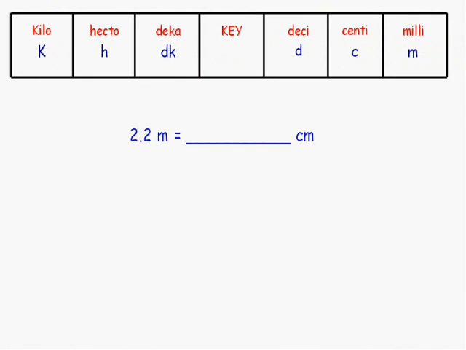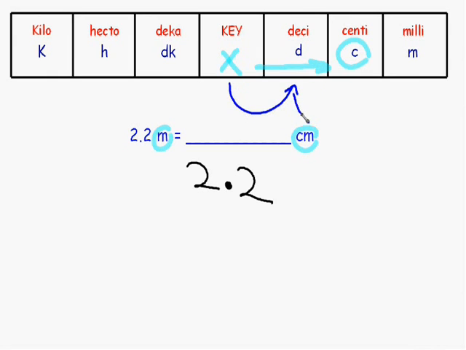So let's try a simple conversion. 22 meters equals how many centimeters? First thing you always do, write it as a naked number. Keep good track of where that decimal is. Next, you see where you are and where you want to be. So we're at meter, which is the key unit, and we're heading to centimeter, so our decimal is going to move to the right. Now you go up to your table and see how many spots your decimal is going to move. It's going to move 2 to the right.